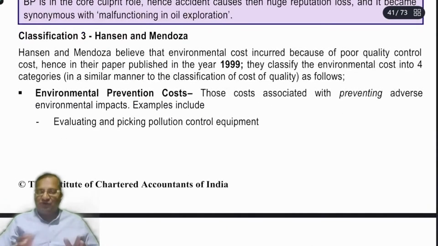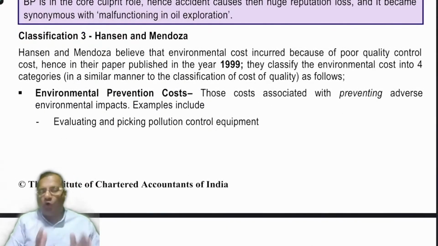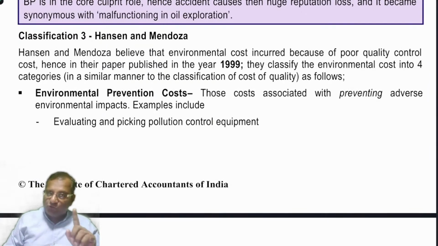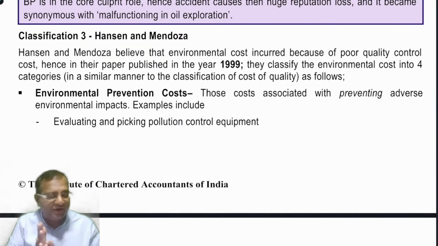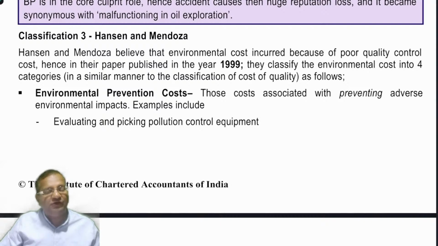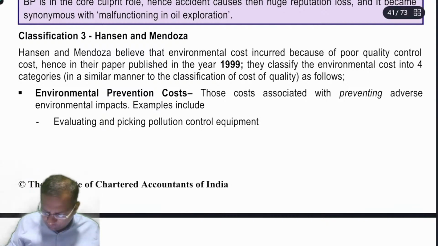Don't worry. So classification number three is the combination of cost of quality and environmental management accounting. First of all, prevention cost. If we talk purely about the cost of quality, what is prevention cost? Cost incurred to prevent defects from occurring is known as prevention cost, while when cost of quality is merged with environmental management accounting, it's known as environmental prevention cost.